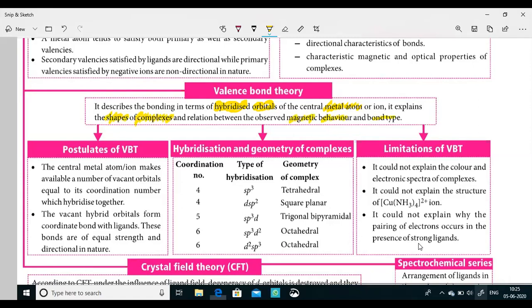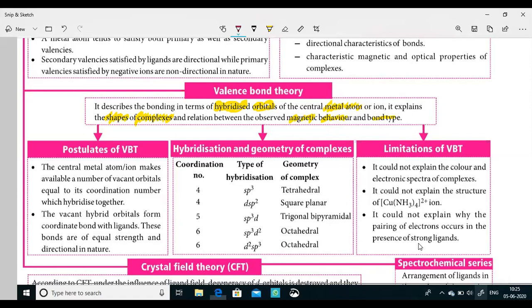Next, postulates of valence bond theory. So let us discuss the postulates of valence bond theory. The central metal atom or ion makes available a number of vacant orbitals equal to its coordination number, which hybridize together.